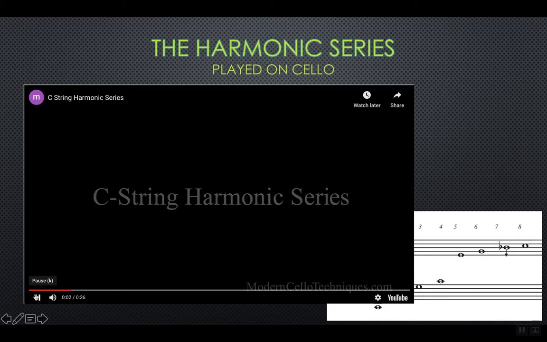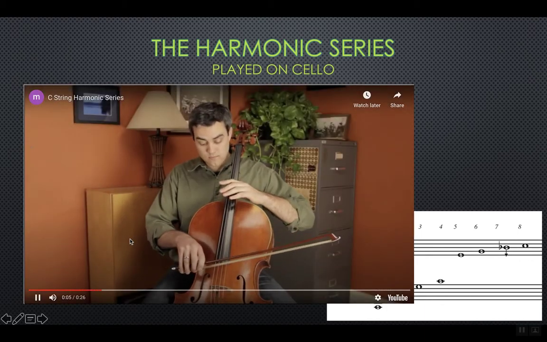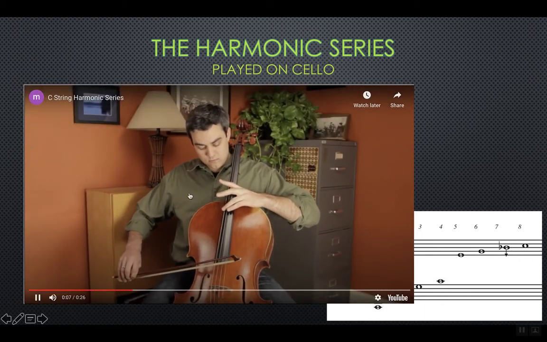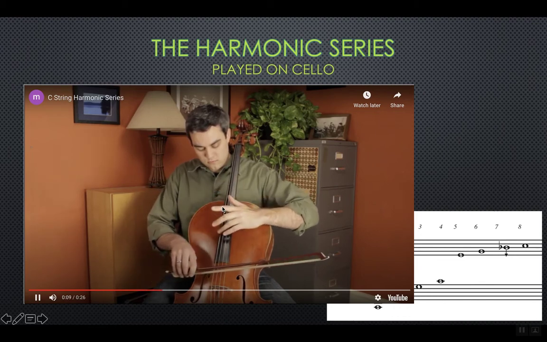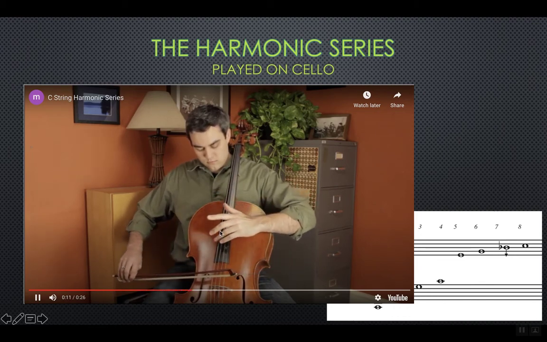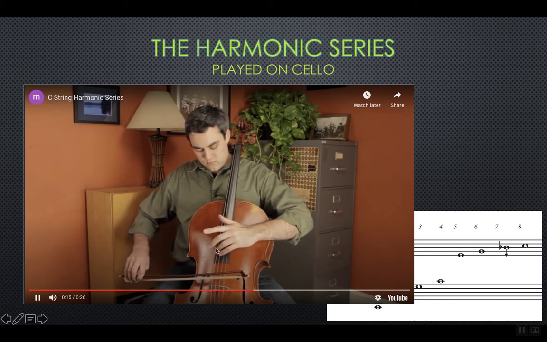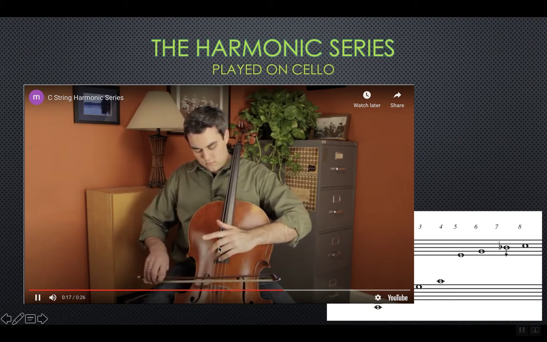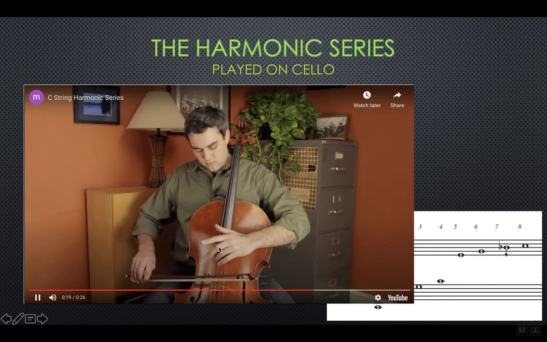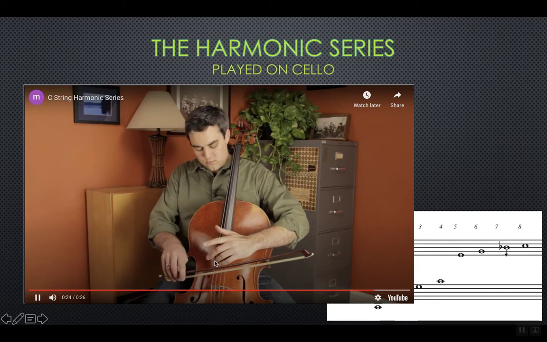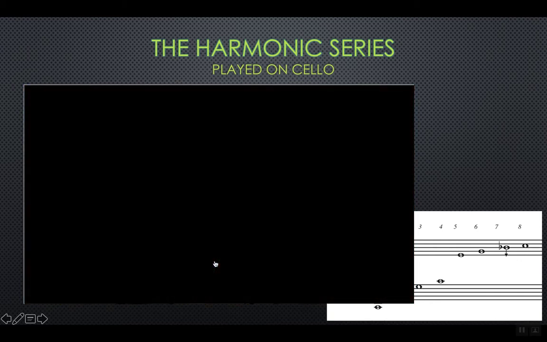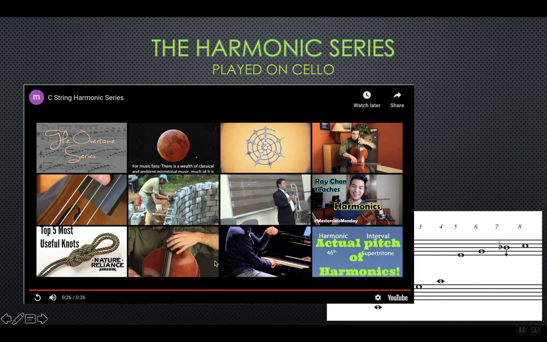So he's just touching the notes lightly. There he's giving you the whole string. Now he's dividing it in half just by touching it lightly. Now dividing it in 2/3, 3/4, 4/5, and 5/6, and then, sorry, 6/7, and then 7/8.